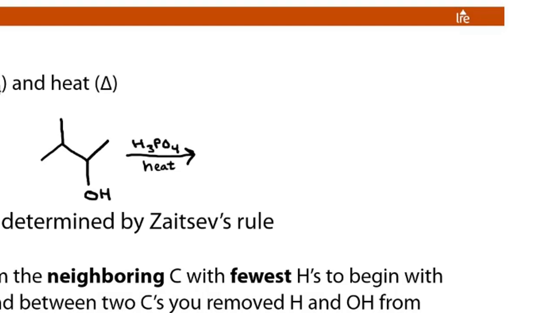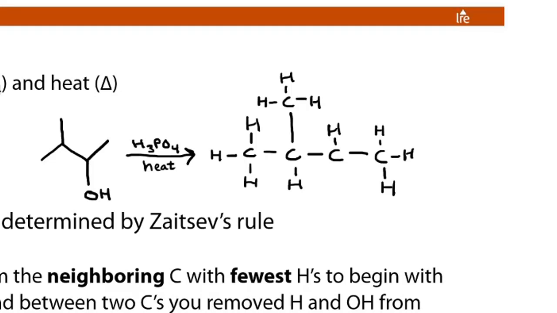Okay, now let's work on our product. So we're going to start by removing the OH. So we're going to draw everything from this molecule except for the OH. Okay, now we're going to remove the H from the neighboring carbon with the fewest H's to begin with. So let's count the H's on our neighboring carbon. So the carbon to the left of the hydroxy-carrying carbon has 1 H. And the carbon to the right of our hydroxy-carrying carbon has 3 hydrogens. So unfortunately, the poor's got to get poorer here, so we need to remove the H from the carbon with the fewest to begin with.